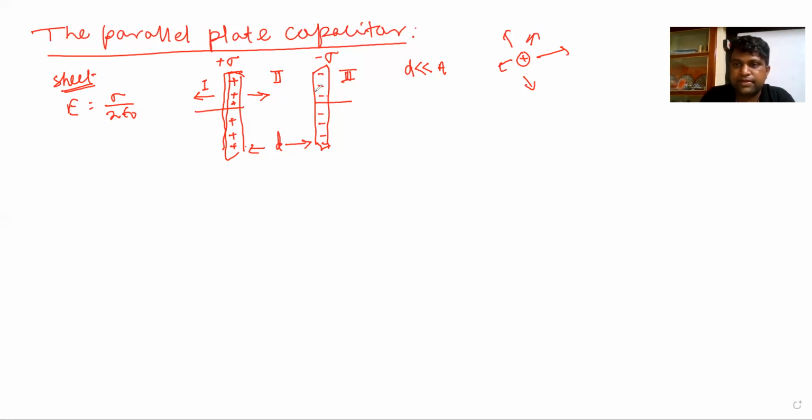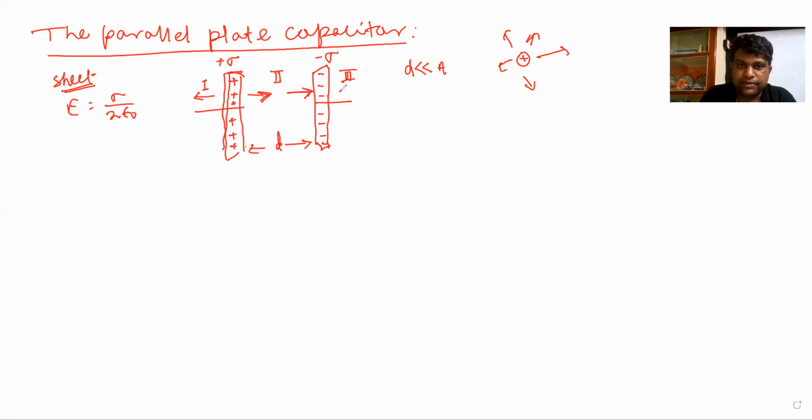Now, due to the negative plate, the electric field will be towards the plate. This is the electric field due to the negatively charged plate. The positively charged plate's field direction is also to the right side, and the negatively charged plate's field is also towards the plate. So basically in region 2, both vectors will be added. Both electric fields will be added in between the plates, and outside the plates, what will happen?